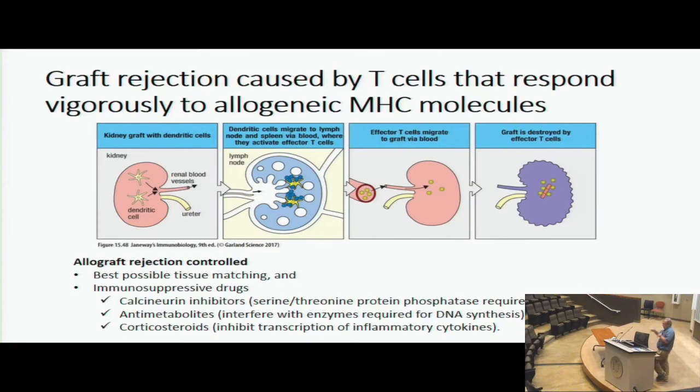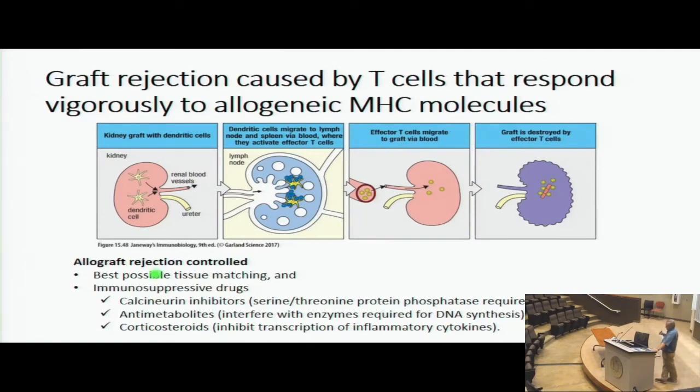But it generates a very vigorous T cell response, and those T cells can then go back into the transplanted tissue, and can ultimately lead to the destruction of the tissue. So the way that tissue grafts are done is you want to match the MHC as closely as possible. You're not going to get a complete match unless you have an identical twin who can donate a kidney or something. Usually you just match the major molecules like HLA, ABC, and DR.